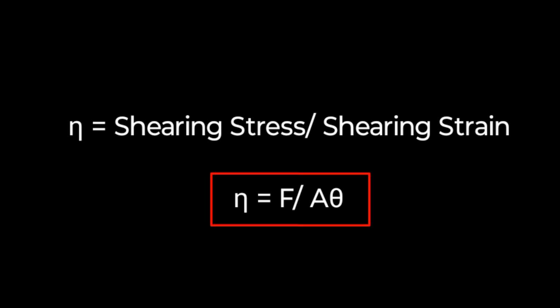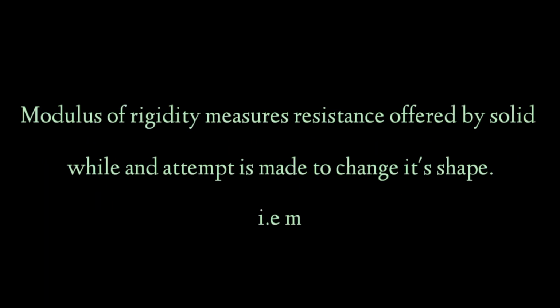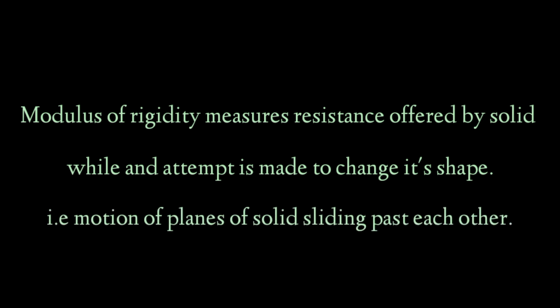Next is modulus of rigidity. Modulus of rigidity is represented by the letter eta, and this is equal to shearing stress upon shearing strain. Eta is equal to F upon A theta. Modulus of rigidity measures resistance offered by a solid when an attempt is made to change its shape, that is motion of planes of solids sliding past each other.